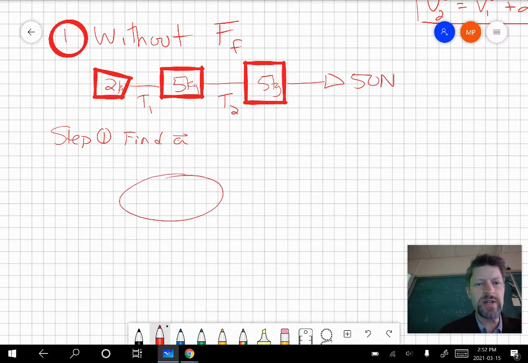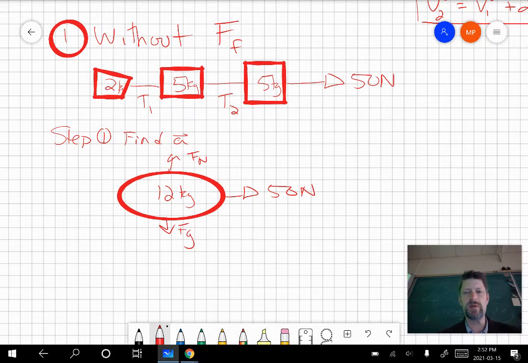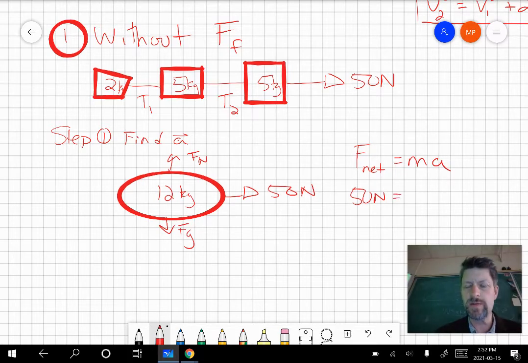So to do that, we treat it as one big fat mass with a 5 and a 5 and a 2, so that's 12 kilograms. And we have a force still of 50 newtons hauling that 12 kilograms forwards. We have a normal force, and we have gravity, but we have no friction backwards because I said this is without friction. So then we write Newton's second law, which is net force equals mass times acceleration. The net force on this is just 50 newtons because there are no backwards forces, and the normal force and gravity cancel each other out. Equals 12 kilograms times the acceleration.